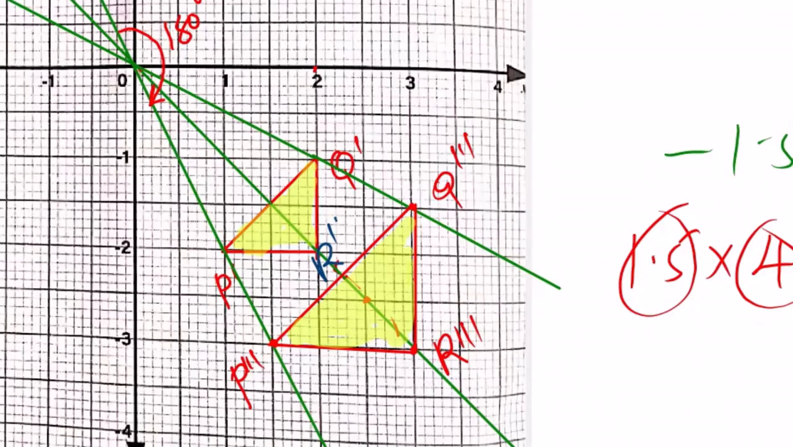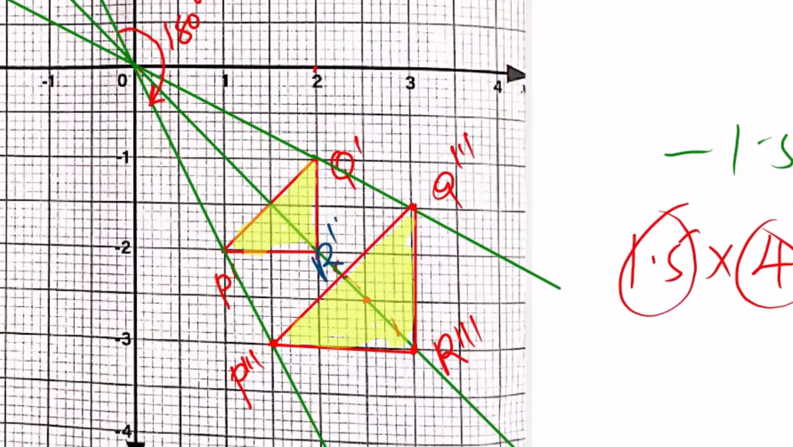And if it is an enlargement, because it is obvious it is an enlargement, how do you describe an enlargement? By giving the center of enlargement and the scale factor of enlargement. To do that, you simply join any two object and image points using a straight line. For example, you can decide to join Q prime to Q triple prime using a straight line.